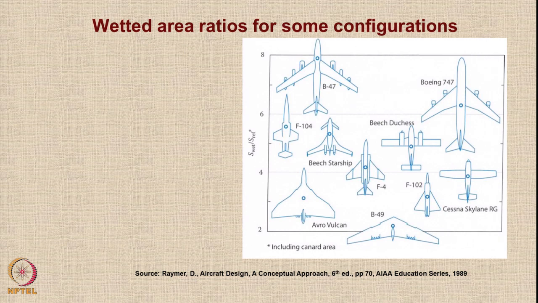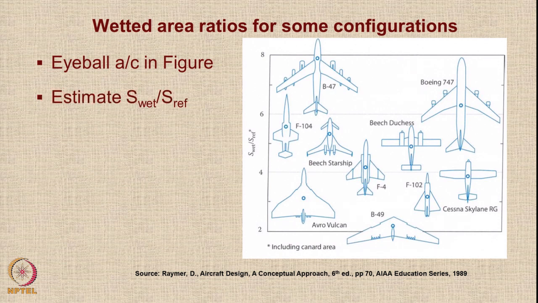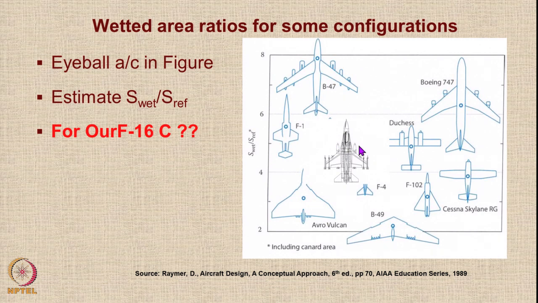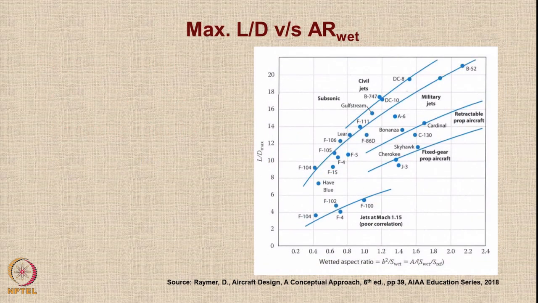Let us get the wetted area ratios for our aircraft. For that we look at the values given for some configurations based on the general geometry. So, you eyeball the aircraft in the figure, and after you eyeball the aircraft, you estimate the wetted area ratio, S wet by S ref. So, where does our F-16 fit into this particular landscape? If you notice, it is actually somewhere in between F-4 and F-104 in the shape. So, it will fit somewhere here, and if you proceed with eyeballing in that particular location, you get S wet by S ref equal to 4.3. So, in our case, we will assume S wet by S ref equal to 4.3.